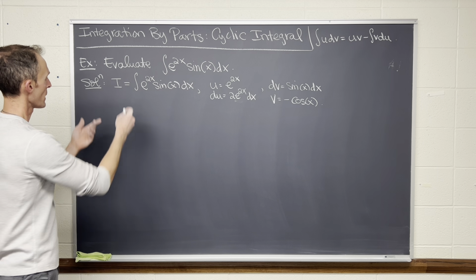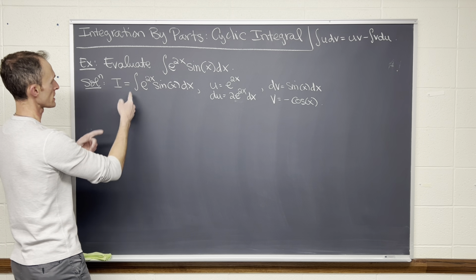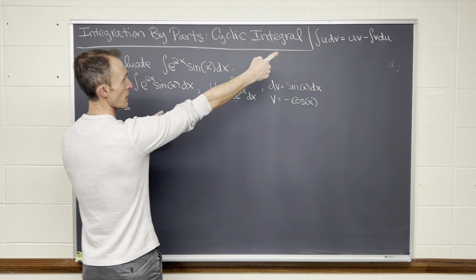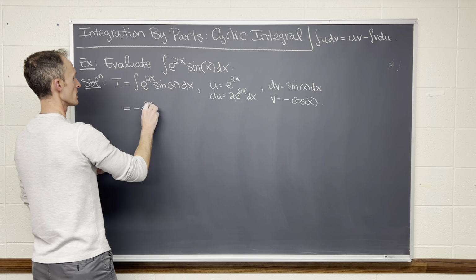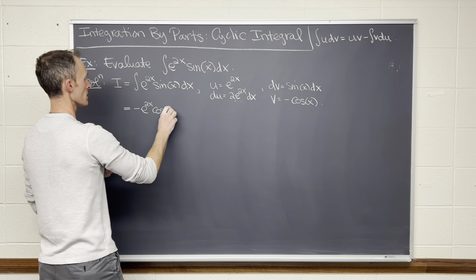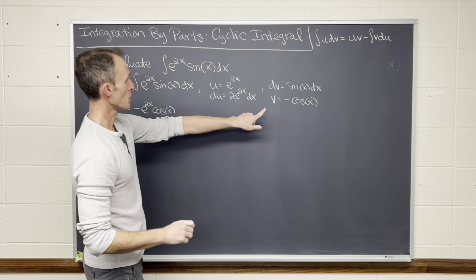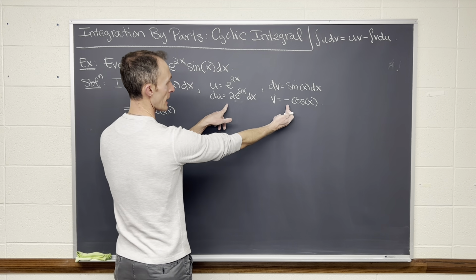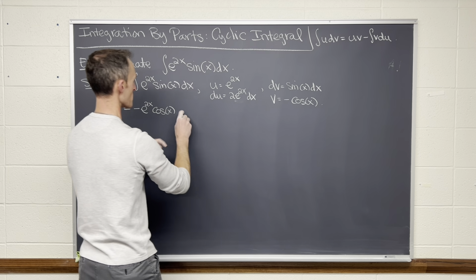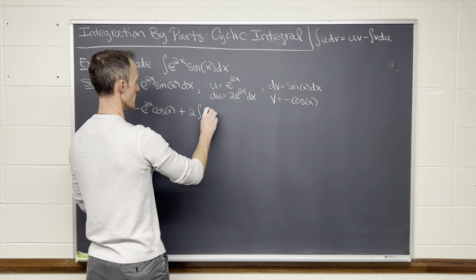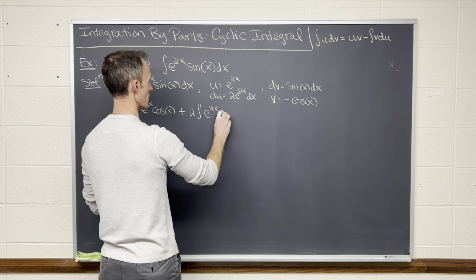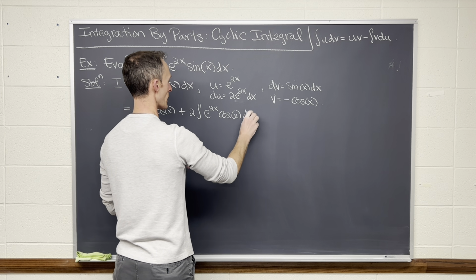So as a first step for I, I'm going to say this integral becomes what? So my formula up there says u times v, so this is minus e to the 2x times cosine of x, minus, well notice v du, look, v is negative already, so minus minus becomes plus, and I can take the 2 outside, integral of e to the 2x times cosine of x dx.